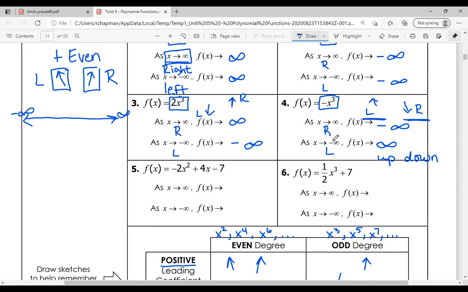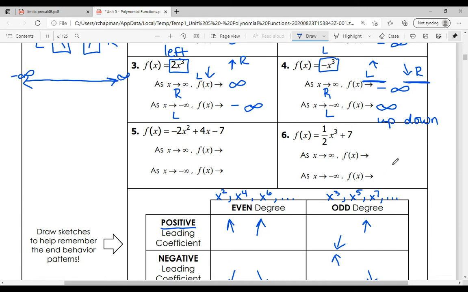Be careful with these because every now and then they flip them just to trick you to see if you're paying attention. Okay? I'm going to pause for just a minute and let you fill in these blanks. Do we put positive or negative infinity? Where do they go?